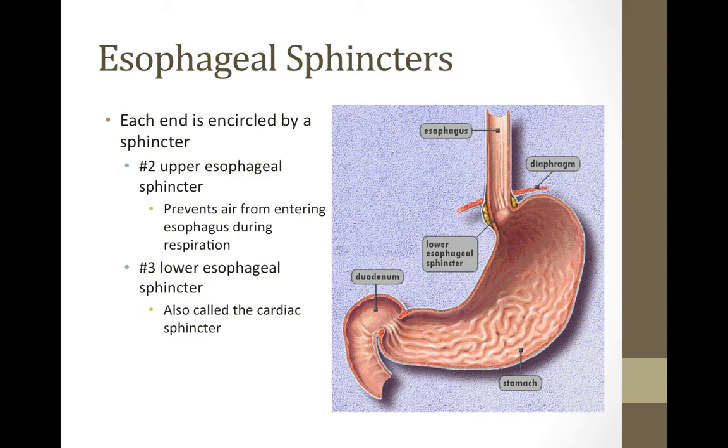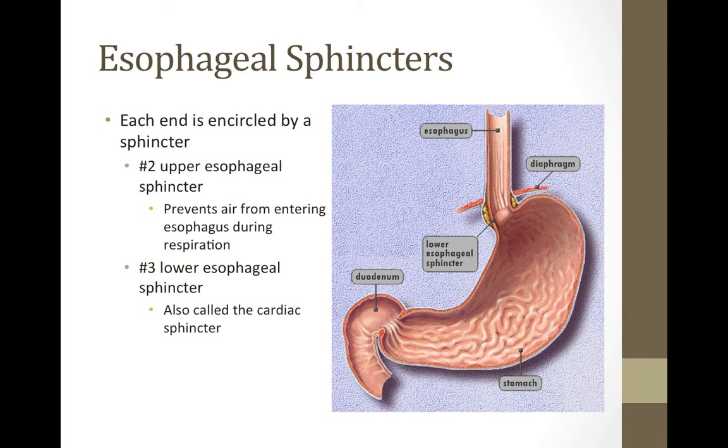Let's talk about the next two sphincters of your digestive tract. Number one was the orbicularis oris. Number two is the upper esophageal sphincter, which is right at the top near the laryngopharynx. Basically, this sphincter can close off the esophagus and prevent air from entering it when you're breathing in and out. Everyone knows that it's not super fun to have a lot of air in your digestive tract. So this is one of the purposes of the upper esophageal sphincter.